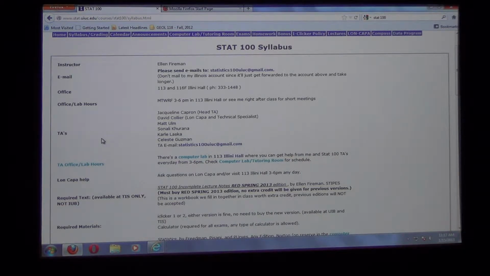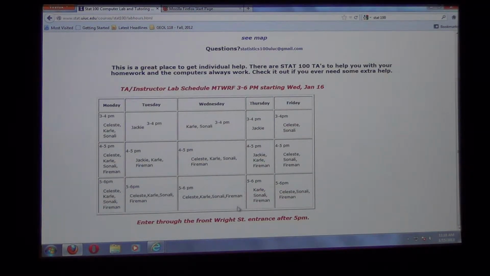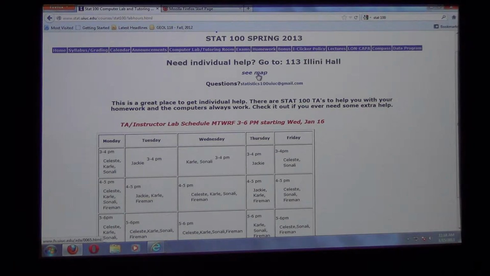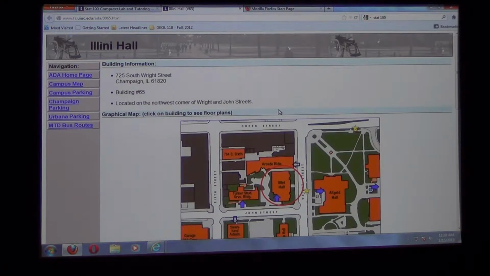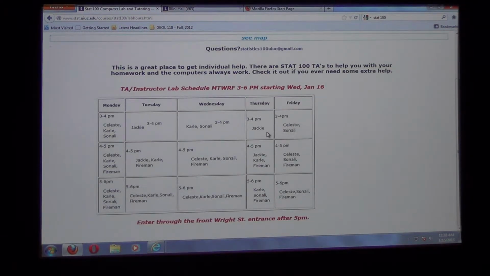So what we do is we have a lot of these TA lab hours where these people give you individual attention to help you with your homework. If you want to see when those are, they're here, and I'm in there too, helping you. So it's 3 to 6 every day, and that formatting came out wrong, but it's in Illini Hall. You can check the map here, I hope. Yeah, Illini Hall, right through there. So you do get individual help.